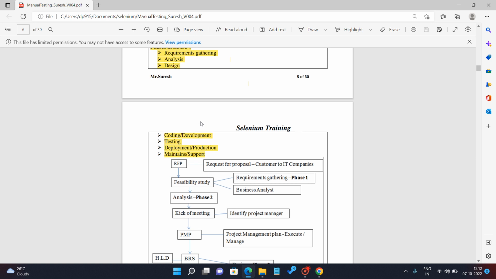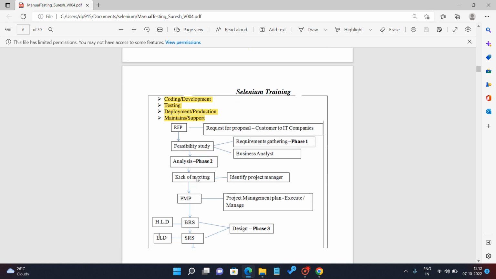First of all, the client sends a request for proposal to IT companies, and the requirements and features are analyzed in the feasibility study by the Scrum Master and SME. Next, in requirement analysis, we check whether our company has the features, software, resources, employees, technical aspects and technical team or not.